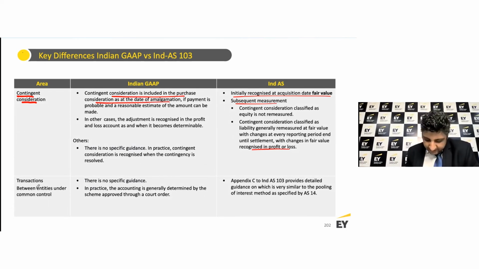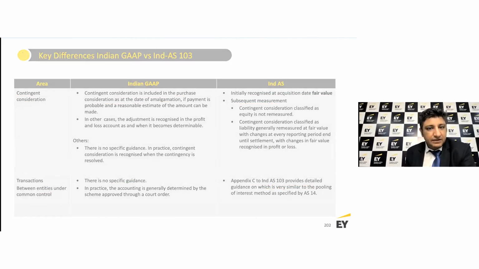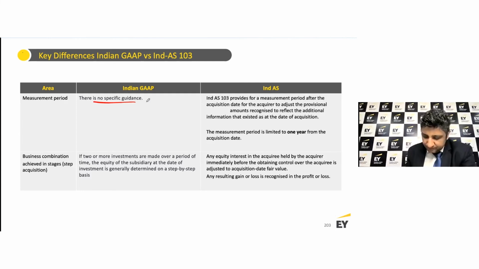Similarly, for transactions between entities under common control, there is no clear guidance in AS, but Ind AS 103 has all the information on such transactions between entities. Likewise, there is no specific guidance provided in the AS framework for the measurement period, but from the Ind AS 103 perspective, you would look at the changes possibly to be made. We talked about that provisional accounting. It can be done up to a 1 year time frame, wherein there is a possibility of changing the goodwill as well at a later point in time.